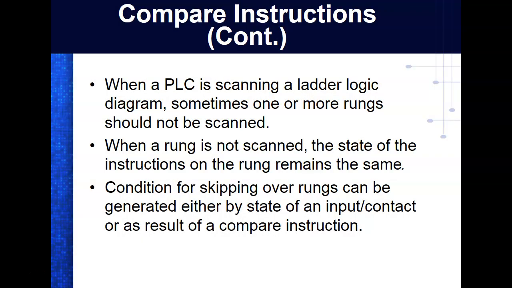When the PLC is scanning ladder diagrams, sometimes one or more rungs need to be skipped. When the rung is not scanned, the state of the instructions on the rung remains the same. And the conditions for skipping over rungs can be generated by either the state of an input or contact, or compare instructions. What they're saying is that if you use the jump instruction and jump over rungs, you can press the input button as many times as you want to. It's not going to be honored, right? That makes sense. And the outputs will stay exactly what they were.